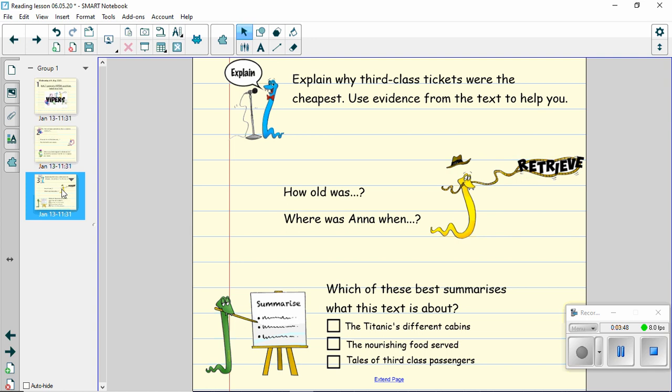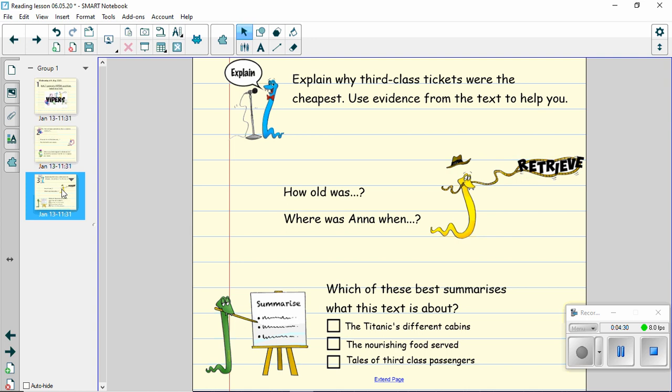Okay, the next one then, explain. So I put an example here. Explain why third class tickets were the cheapest. Use evidence from the text to help you. And your answer for this could be, well, the third class tickets were the cheapest because they were the steerage tickets, and these were at the back of the ship where all the steering equipment was. And also somewhere, I think in the text, it says there were only two actual baths for all the third class passengers. So they were the cheapest because they didn't have the same standard of accommodation. It was in the worst part of the ship where all the steering equipment was, something like that.